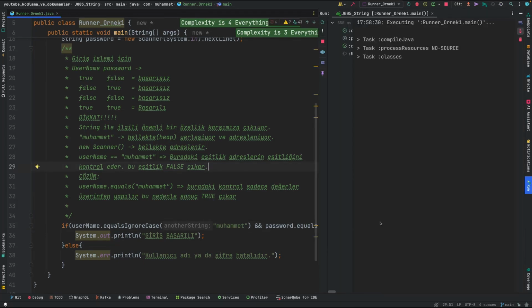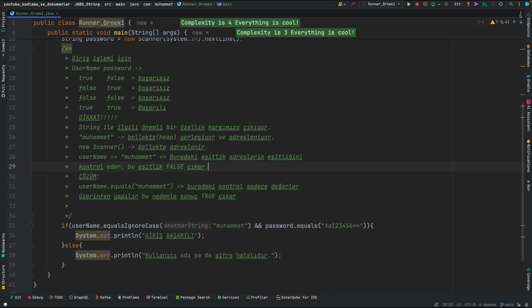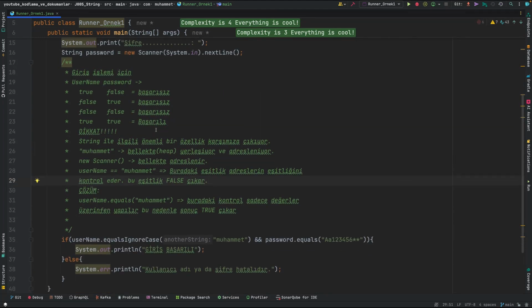Let's see what happens when I run this. Here, I type Muhammed. It says login successful. As you can see, in this way, we've seen a slightly more complex structure. Guys, let's continue with our next lesson.